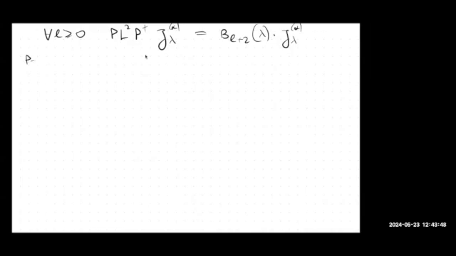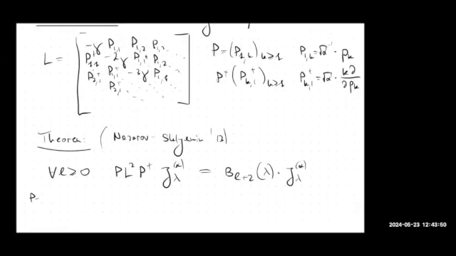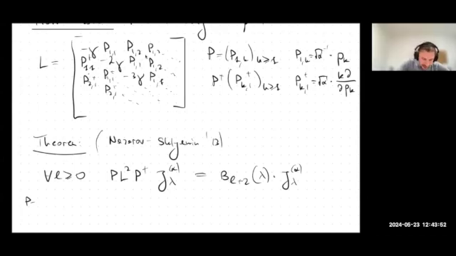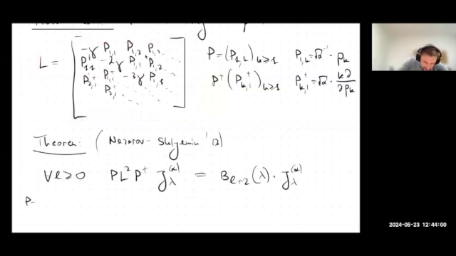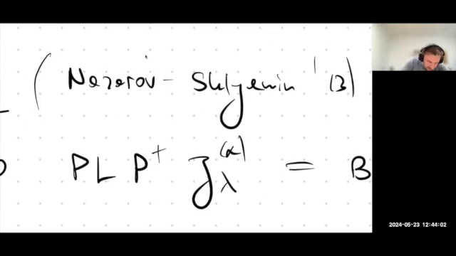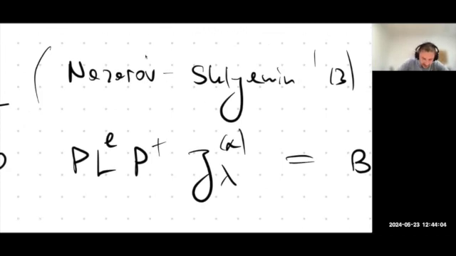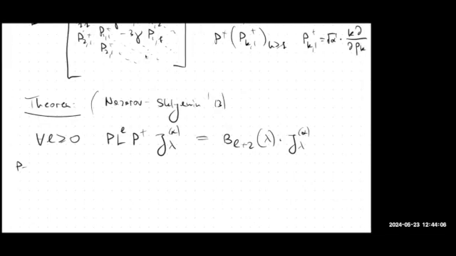Where is L on the left side? So L, this is my matrix L. This is an infinite, little L. Oh, sorry, this is a typo. L is here. Thank you.